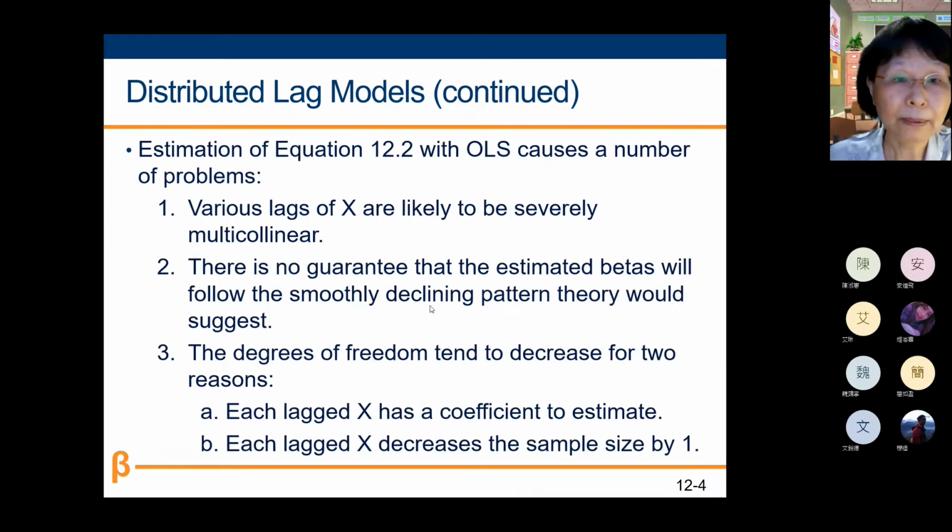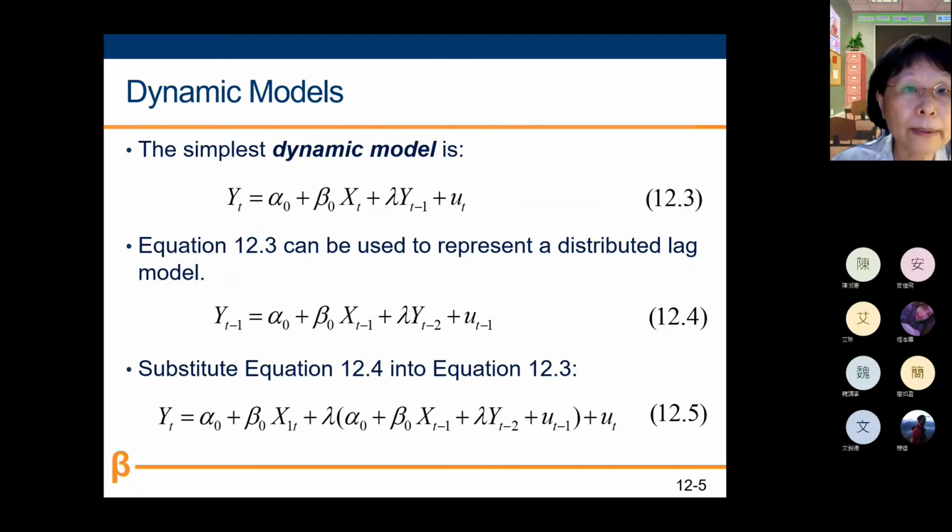Is it okay? This is what I mean. For the third part, the degrees of freedom tend to decrease for 2 reasons. One is from the number of lag X variables. The other one is that the lag X will sacrifice the sample size. Okay, may I go on?